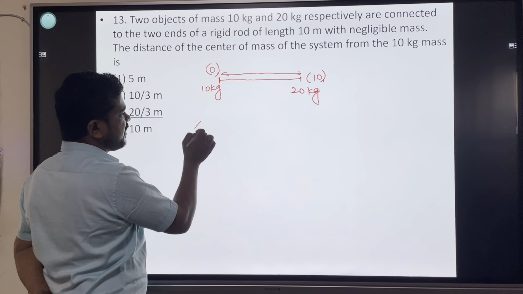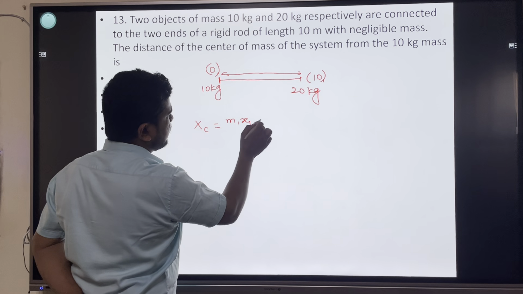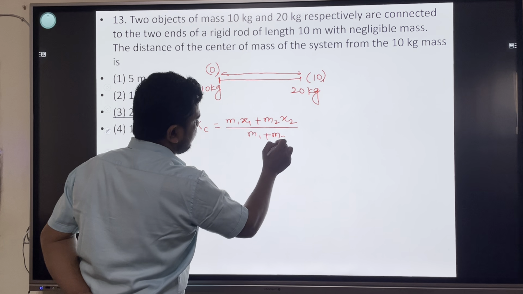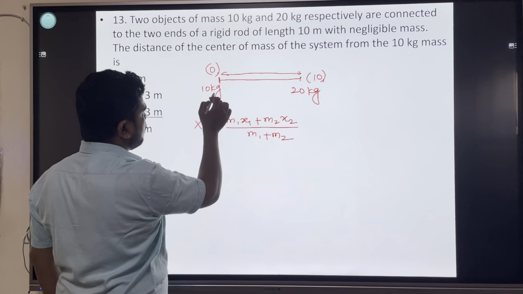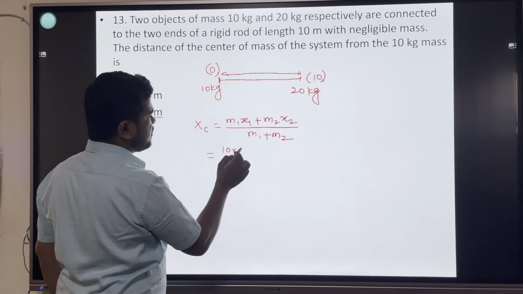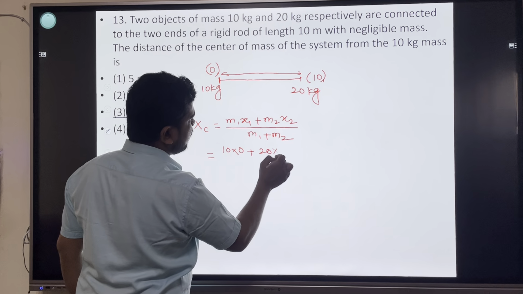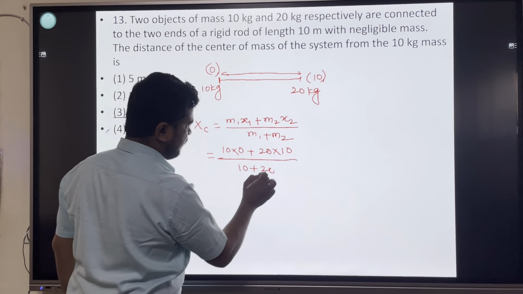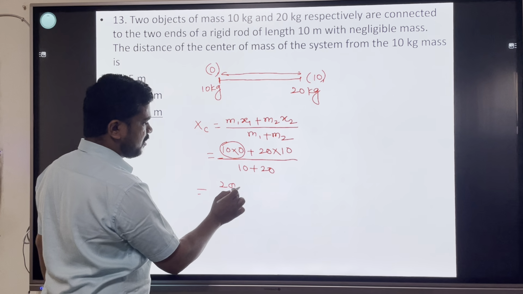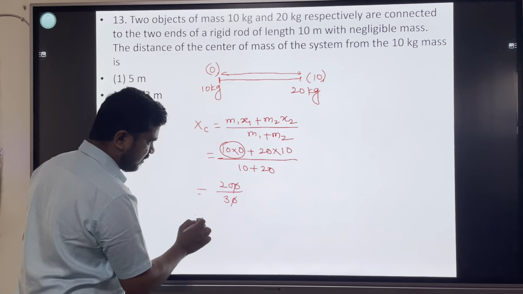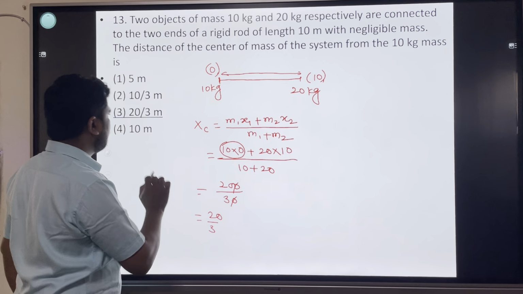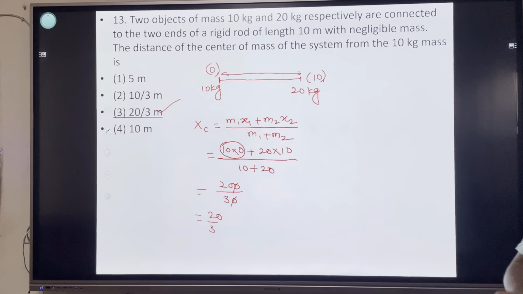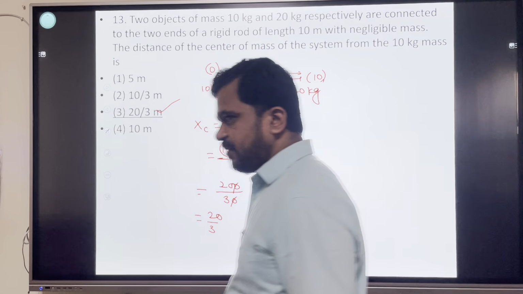Center of mass: x center of mass is equal to m1 x1 plus m2 x2 divided by m1 plus m2, the total mass. m1 is 10 into x1 which is 0, plus m2 which is 20 into x2 which is 10, divided by m1 plus m2, 10 plus 20. That gives 200 divided by 30, which is 20 upon 3. A very easy question paper, 2022.